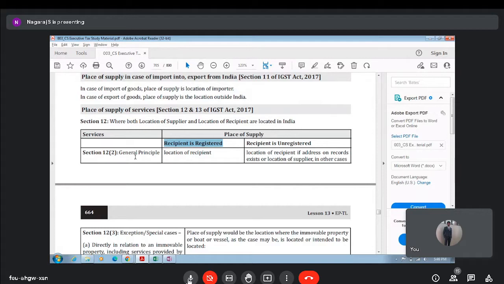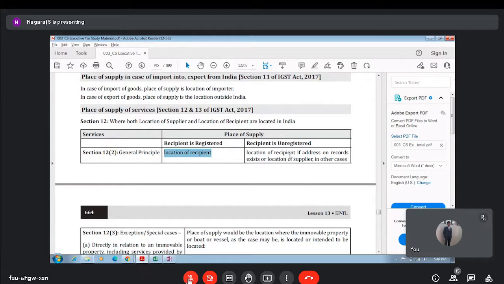General means if any of the specific things that we are going to study from 3 to 14 doesn't fall, we have to use the generic rule. The generic rule says the place of supply will be, in case of a registered person, the location of the recipient. In case of an unregistered person, if the address on record is available with the supplier, then that place, otherwise the location of the supplier.